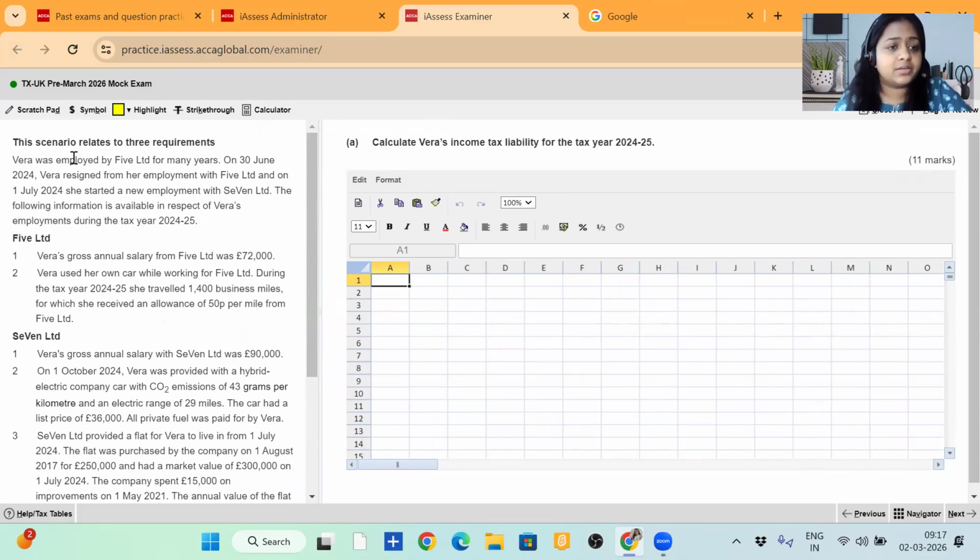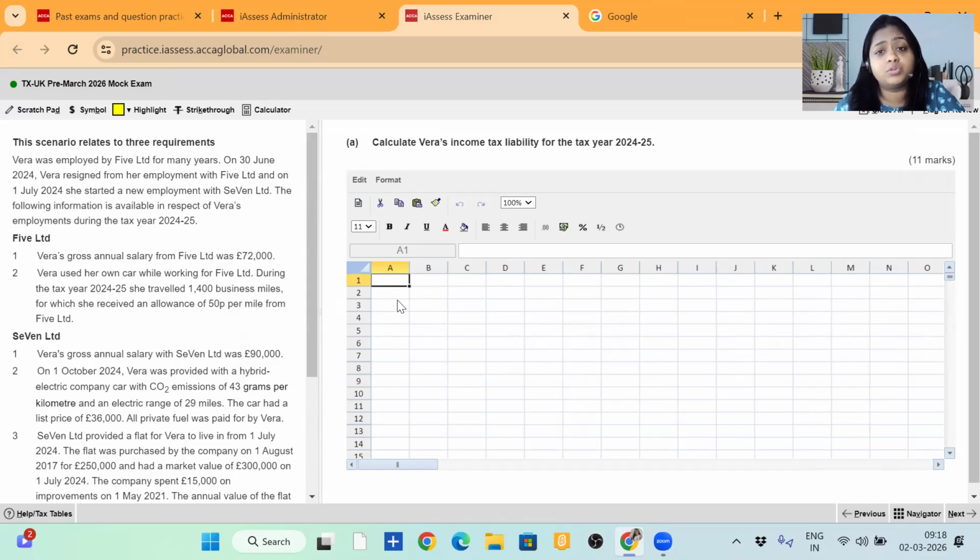Now let's read the scenario. This scenario relates to three requirements. You'll have three parts of the question. Vera was employed by Five Limited for many years. On 30th June 24, Vera resigned from her employment with Five Limited, and on 1st July 24, she started a new employment with Seven Limited. So from April to July it's Five, then July onwards, it's Seven. The following information is available in respect of Vera's employment.